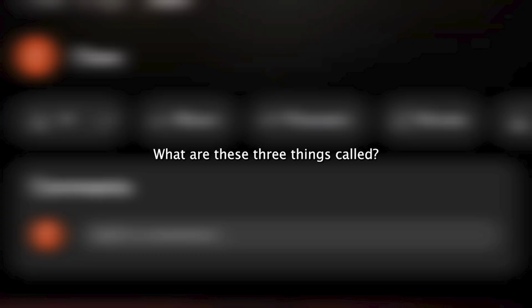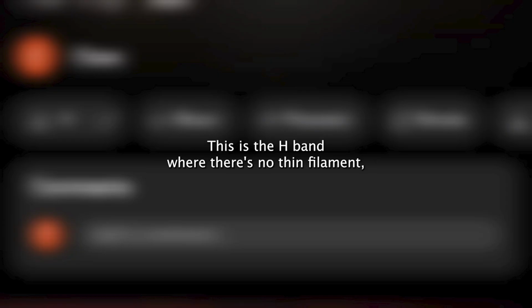What are these three things called? Which three? The first three? These three. The something with a T. Triad, right, the triad. Terminal cisternae on either side of a T-tubule. And this is the dark band, the A band. This is the I band, the light band. This is the Z line. This is the M line down the middle. This is the H band, where there's no thin filament, just thick filament.